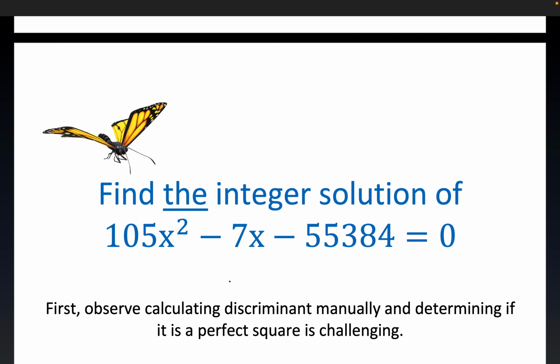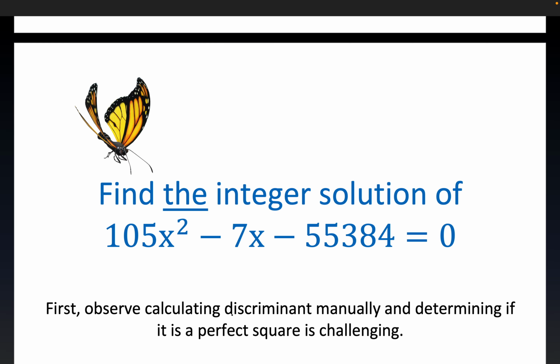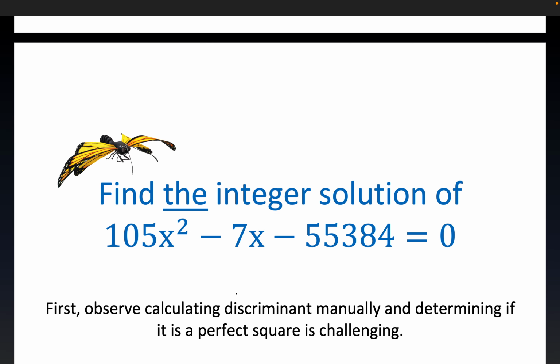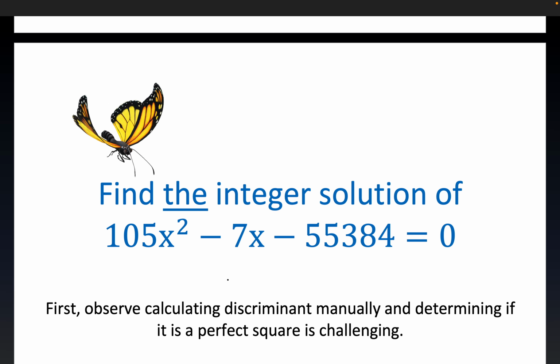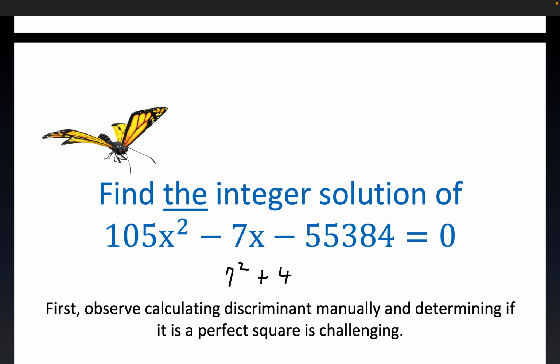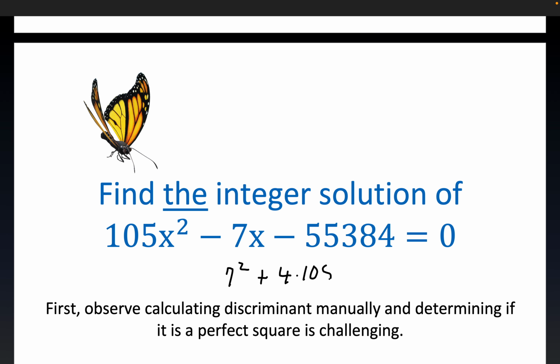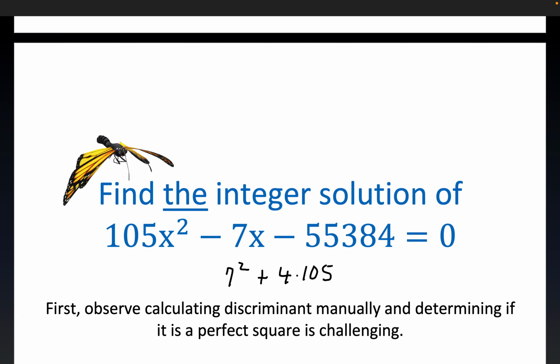We are given that there is a single integer solution to this quadratic with an unusually large constant term. A common approach here would be to use the quadratic formula, but notice that the discriminant would be 7 squared, plus, because there's a minus sign right here, plus 4 times 105.